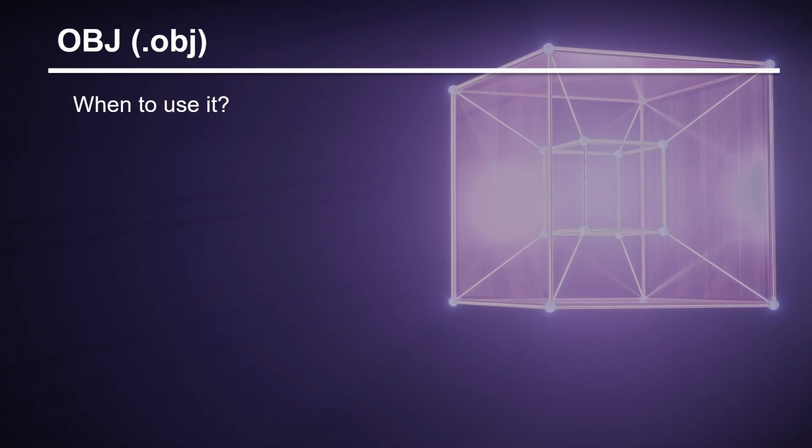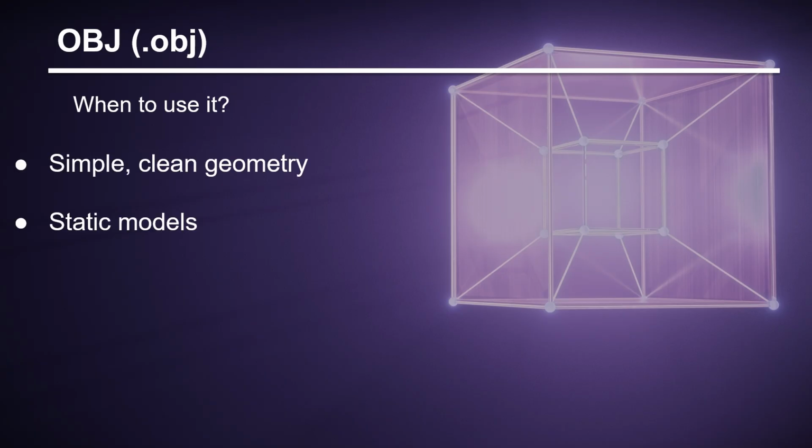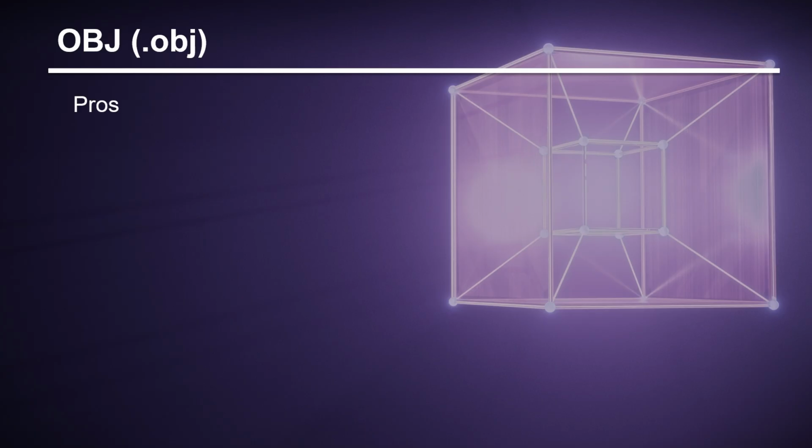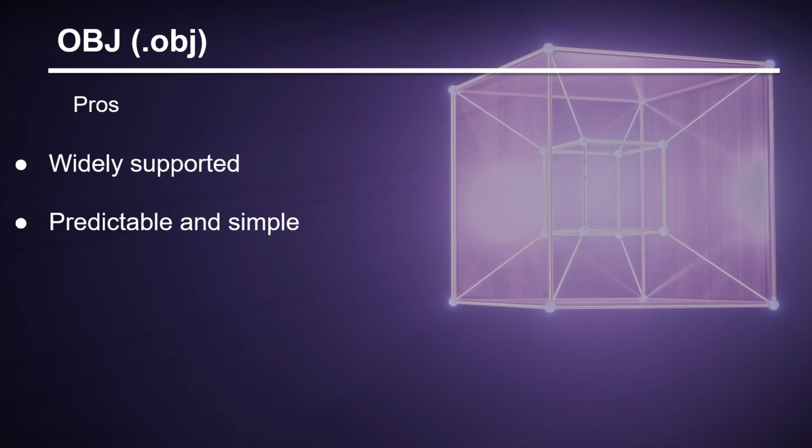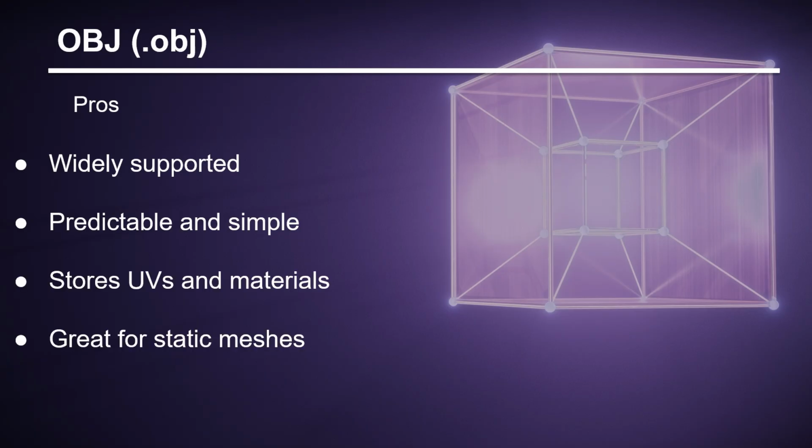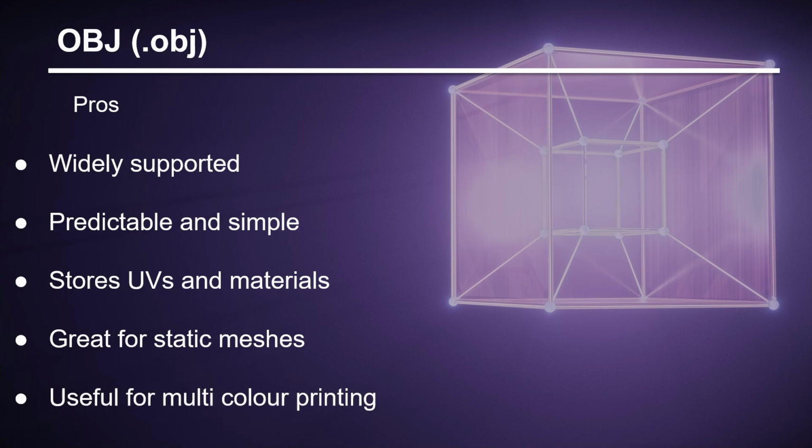So when would we use OBJ? OBJ is perfect for simple, clean geometry that is also static, as in no animation, and is useful even for 3D printing. The pros of OBJ are it's widely supported, it's predictable and simple, it stores UVs and materials, it's great for static mesh exportation, and is useful for multicolor 3D printing as well as regular 3D printing.